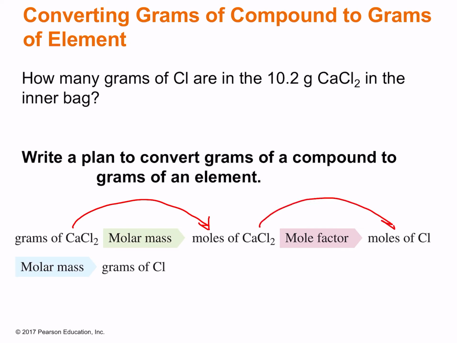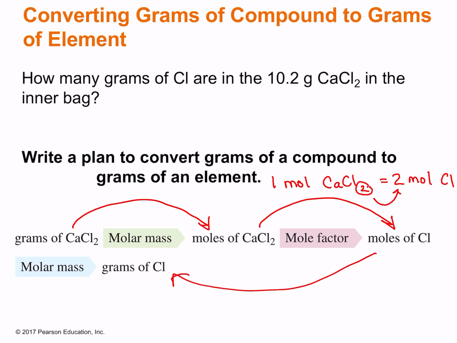So that's what we were learning in the first lecture of this chapter, where for every 1 mole of calcium chloride, there were 2 moles of chlorine in that compound, right? Because of this 2 there. So that 2 is telling us this 2. And then once we get to moles of chlorine, we can get to grams of chlorine using the molar mass. Again, what we were doing last time. So we're combining the first lecture that we did with the second lecture that we did to get this one. So hopefully you're really, really solid at all of those pieces so that now we can put them together.